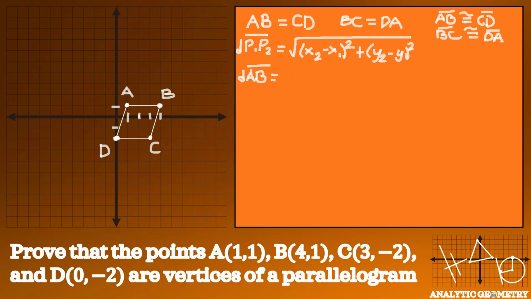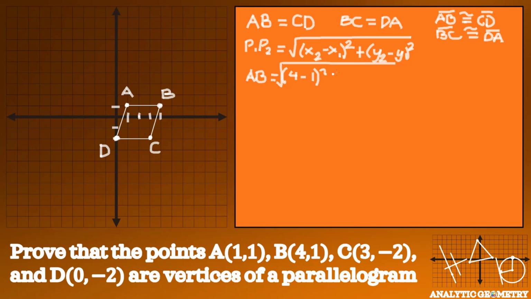Let us just try to be consistent with the given AB so that it will not be confusing. So let us have point B as our second point. In short, point B will have the x sub 2 and y sub 2. So x sub 2 is 4 minus x sub 1 for A, which is 1.